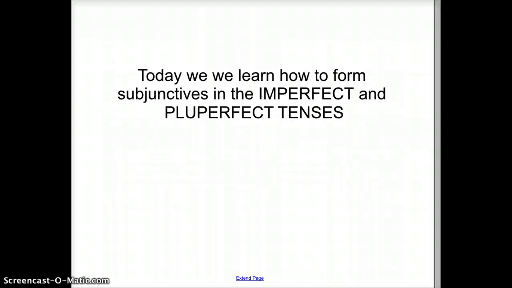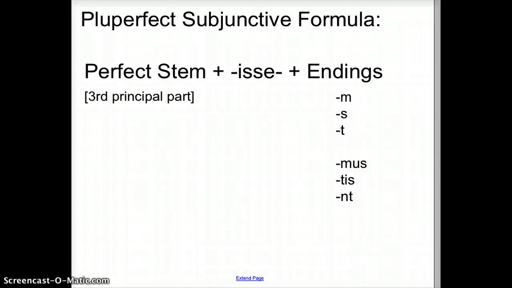So today we're going to learn how to form subjunctives in the imperfect and pluperfect tense. So first off, the pluperfect subjunctive formula. It's very easy. You take the perfect stem, you add isse, plus your present tense endings. So those would be m, s, t, mus, tis, nt.